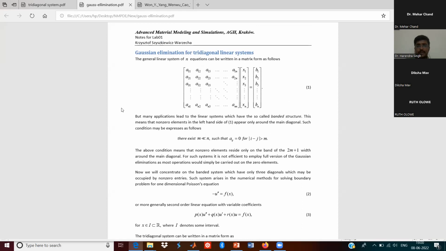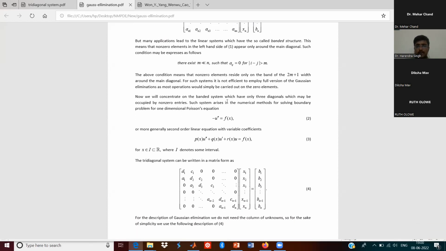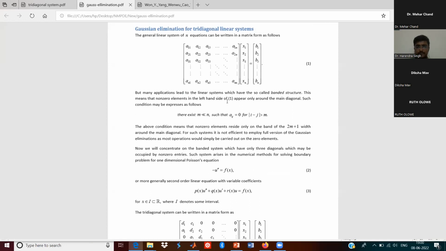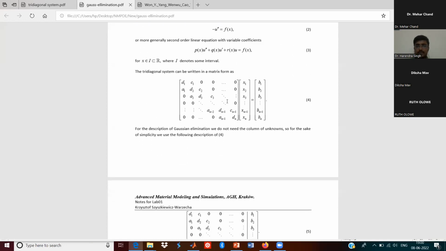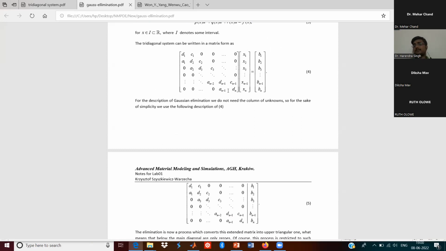Here we make the entries below the diagonal 0. This is a general system, but if you remember the tridiagonal system, then these entries are already 0, and we only need to make the sub diagonal 0. You can see that this is the tridiagonal system. Now we want to make this entry a1 zero, so what operation will we perform?